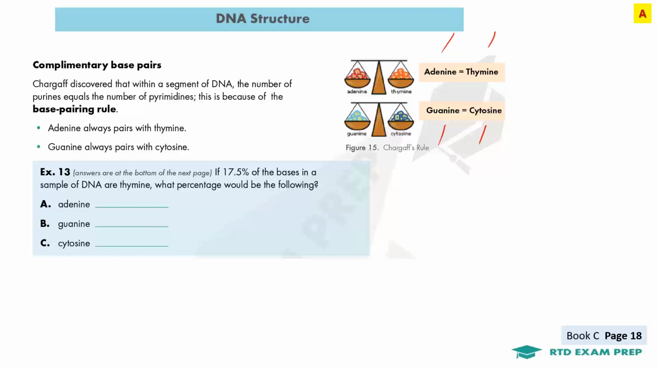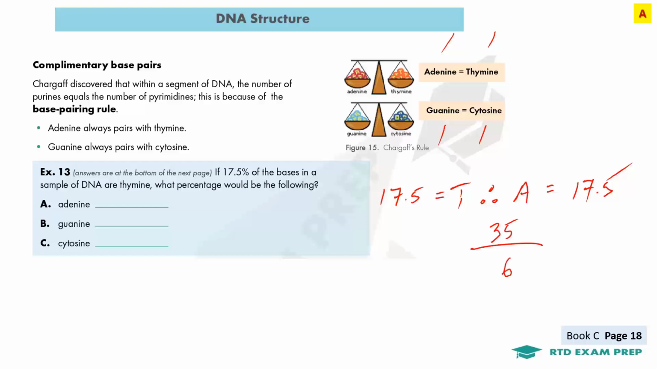So example 13. Put me on pause, read it, and let's do it together. If 17.5% of the bases in a sample of DNA are thymine, what are the percentages of the following? So we know 17.5 equals thymine. Therefore, you're going to have adenine bonded to it, and it must also be 17.5. That gives us a total, 17.5 plus 17.5, a total of 35.